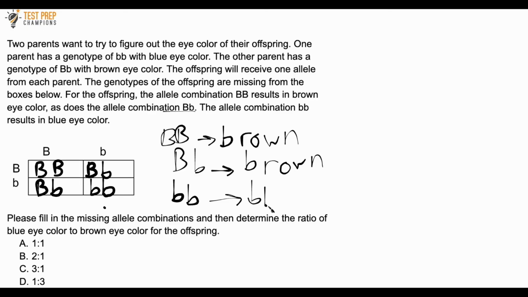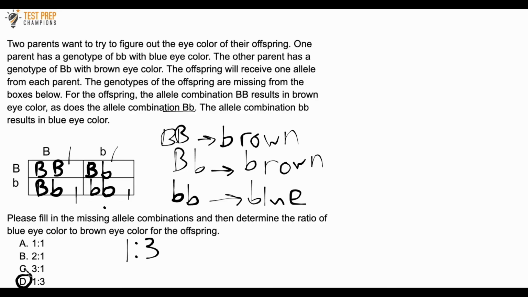So now let's determine the ratio here of blue eye color to brown eye color for the offspring. If we look at our 4 boxes here, we see that only this corner right here has 2 little b's. So this corner right here is the 1 blue. And we see that there are 3 browns, right? Brown, brown, brown. So the ratio is 1 to 3. So D is the correct answer.